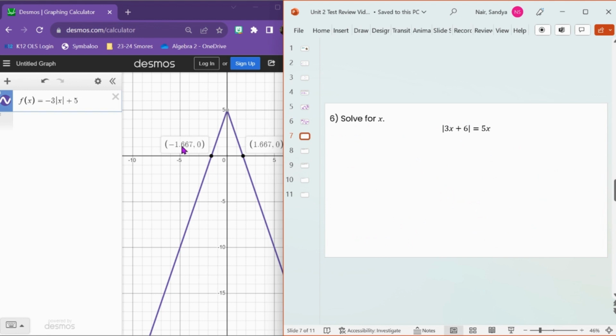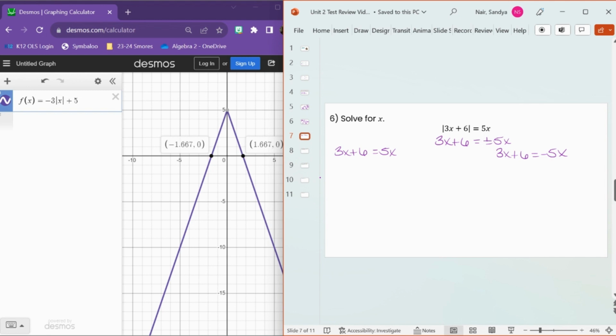All right, now let's try this one. So we have the absolute value of 3x plus 6 equals 5x. So remember, when I drop the absolute value and rewrite this, this is going to be 3x plus 6 equals plus or minus 5x. Okay, so I'm going to break this apart now into two cases. So I have 3x plus 6 equals 5x, and 3x plus 6 equals negative 5x.